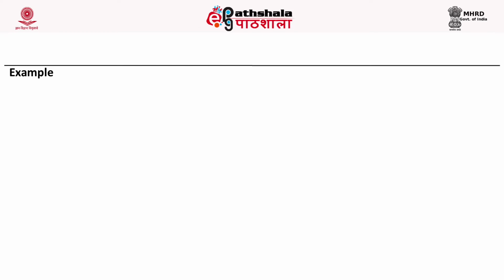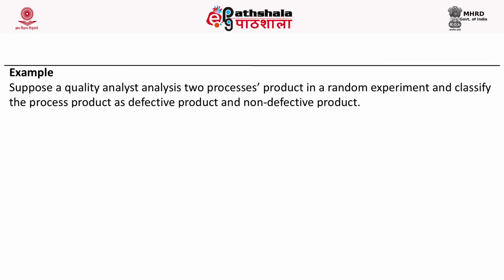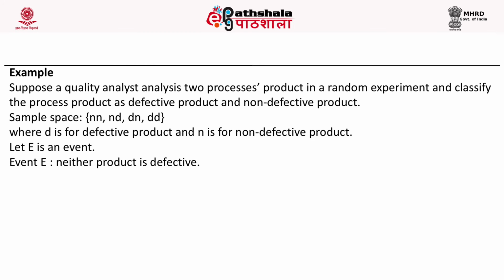For example, suppose a quality analyst analyzes two processed products in a random experiment and classifies each as a defective product or a non-defective product. So the sample space is of this form: NN, ND, DN and DD, where D is the defective product and N represents the non-defective product. Let E be an event, where either product is defective, so E is equal to N, and as E has only one outcome, E is a simple event.